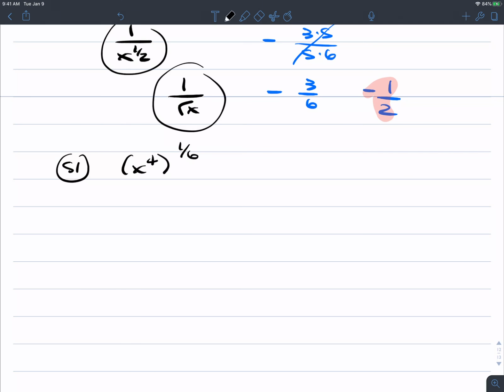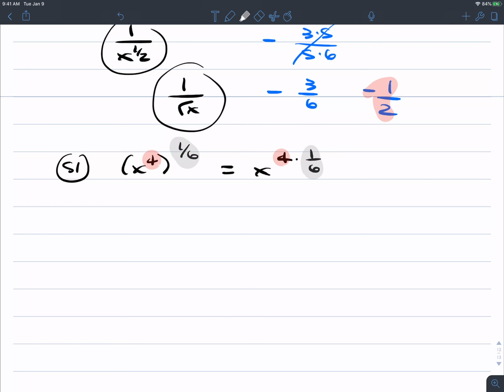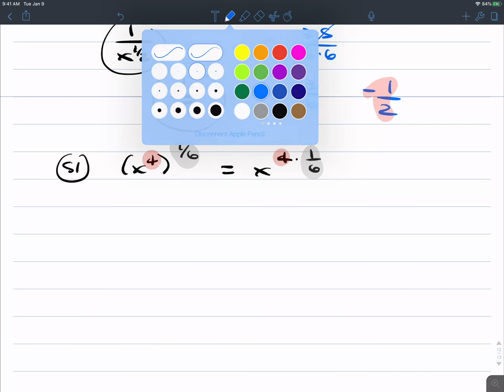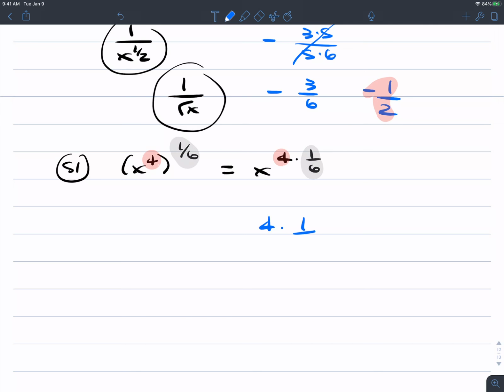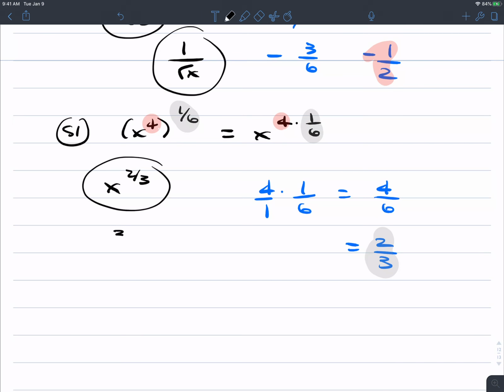x to the 4th raised to the 1/6, x to the 4th times 1/6. Here's the 4. What's the other power? 1/6. Okay, here's your work again. 4 times 1/6. That's 4 over 1 times 1 over 6, so that gives you 4 over 6. What is this reduced to? 2 thirds. Here's my new power. So my final answer will be x to the 2 thirds, written with a positive power. As a radical, cube root of x squared.